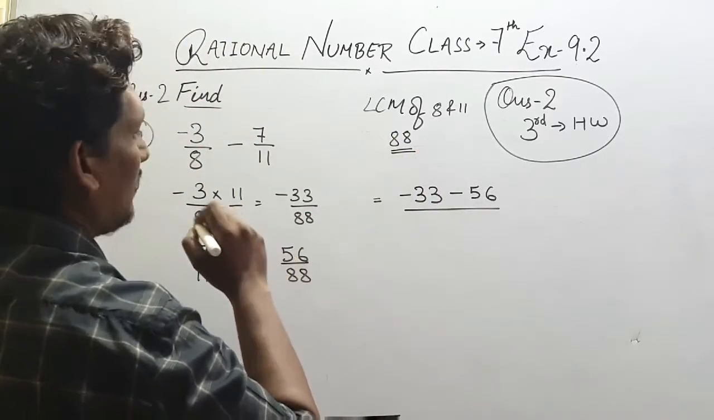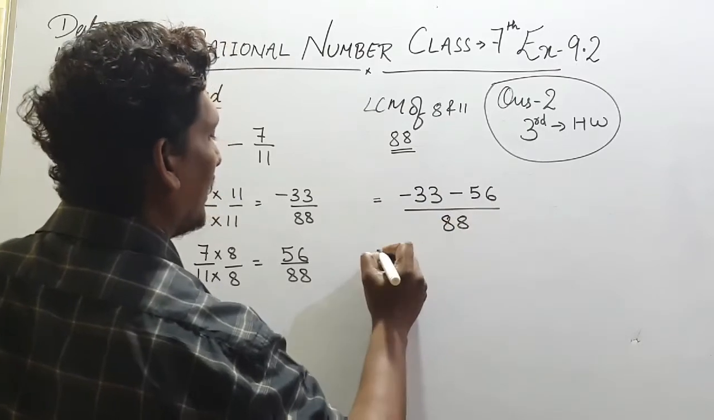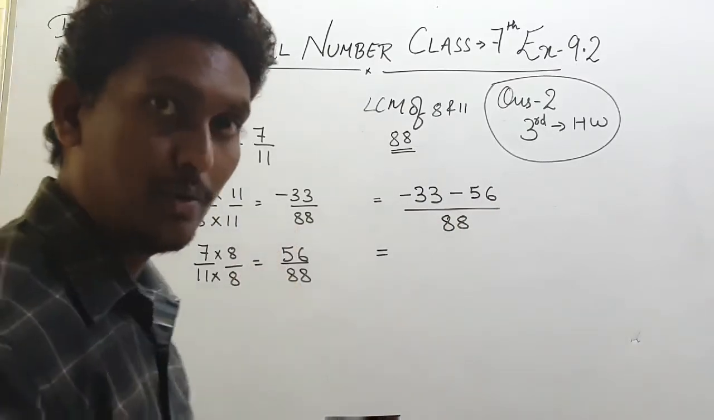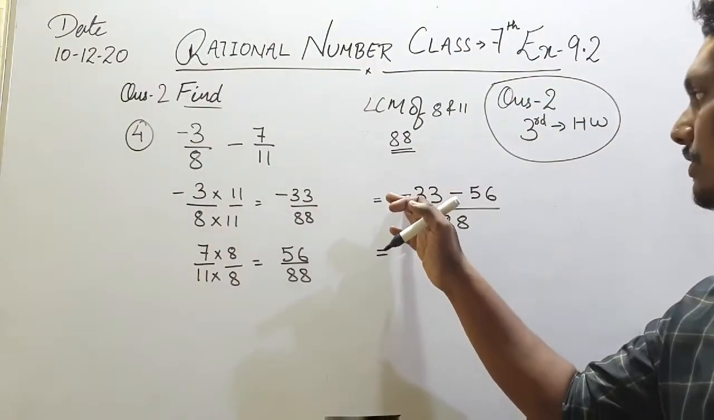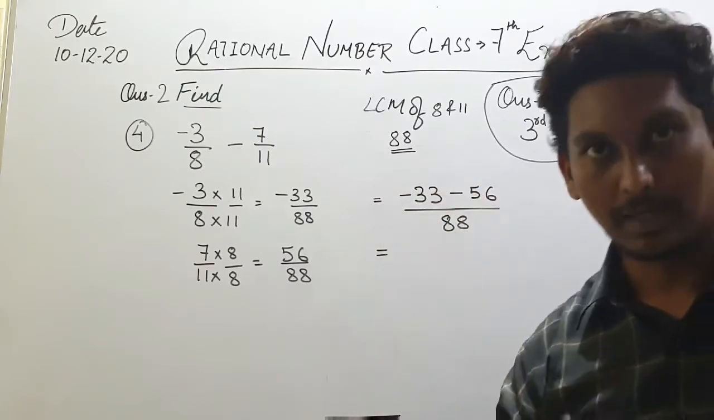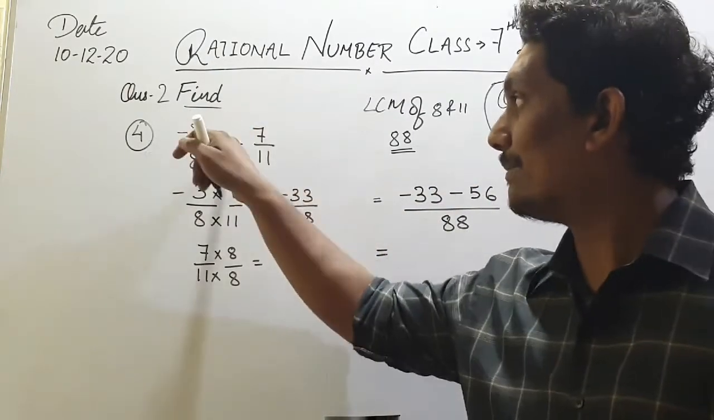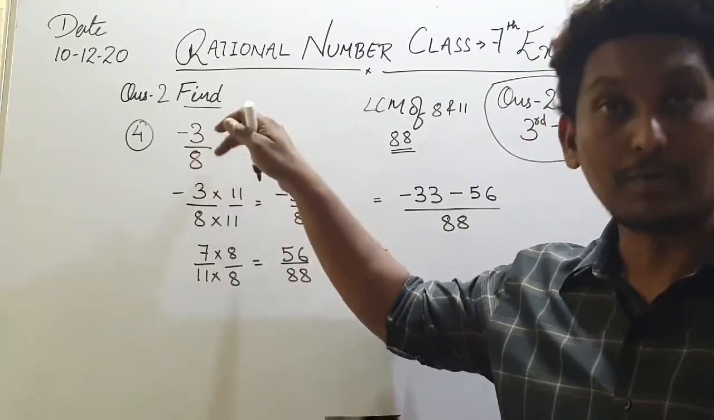Okay, so here we got 88. Now the minus is here, and this minus and this minus will become plus. Don't put a plus sign here. Okay, clear? It will get wrong.